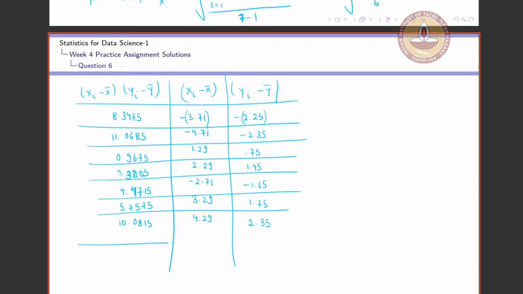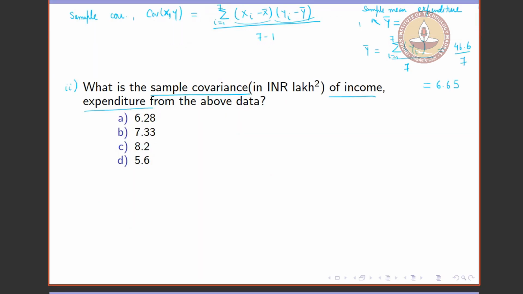Now we'll add up all those numbers. After adding, we'll get 44.0145. So the sample covariance, COV of xy, is equal to 44.0145 divided by 6, that will be equal to 7.33. So our correct answer is B.